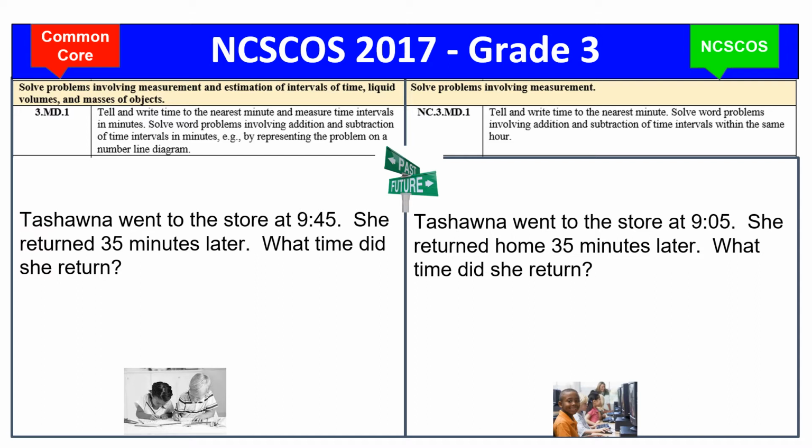Tashana went to the store at 9:45. She returned 35 minutes later. What time did she return? But this problem would meet the expectations of the new standard. Tashana went to the store at 9:05. She returned home 35 minutes later. What time did she return? The first problem crosses the hour, and third grade students are not expected to cross the hour.